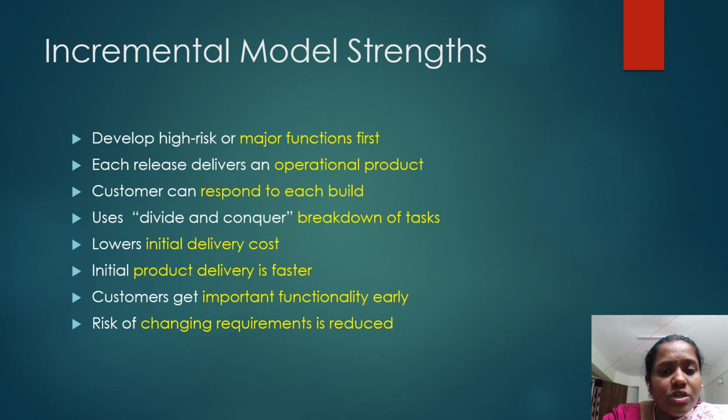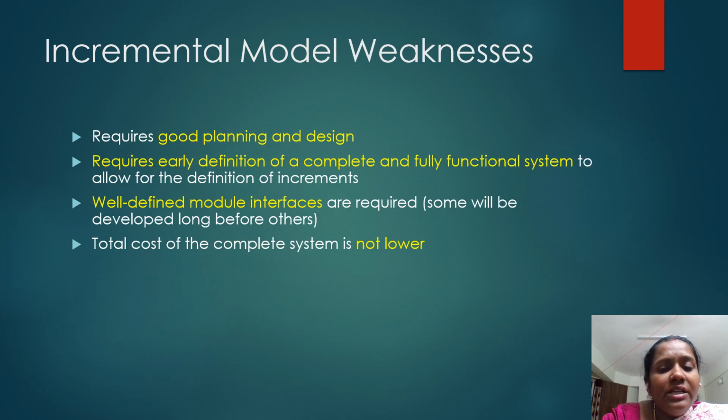The customer can respond to each build. It uses a divide and conquer technique, a breakdown of tasks. It lowers the initially delivered cost. The initial delivered product is faster. Customers get important functionality early. The risk of changing requirements is reduced. And the incremental model weakness is that it needs good planning and designing.